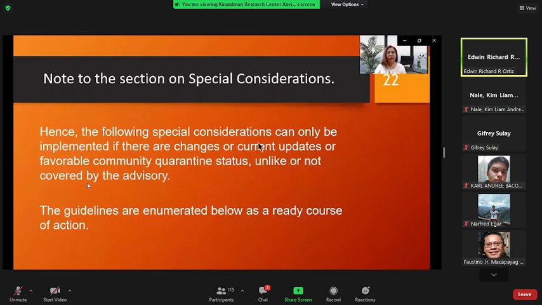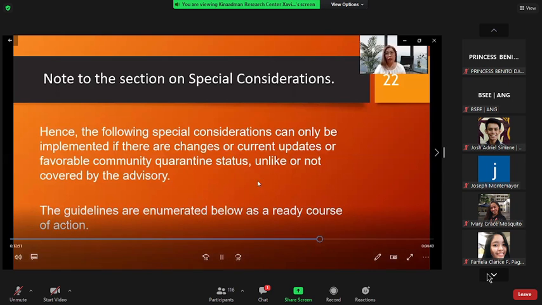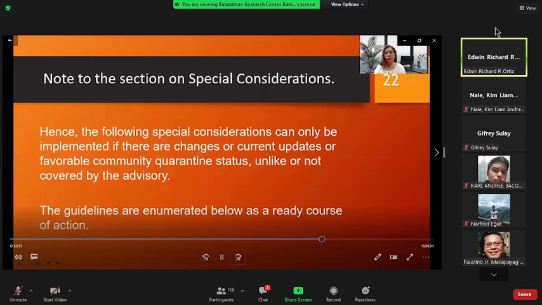Hence, the following special considerations can only be implemented if there are changes, current updates, or favorable community quarantine status unlike, or not covered by, the advisory. The guidelines that I am about to enumerate below are a ready course of action. We have prepared them in the event that we are able to have in-campus or off-campus activities related to class activities.